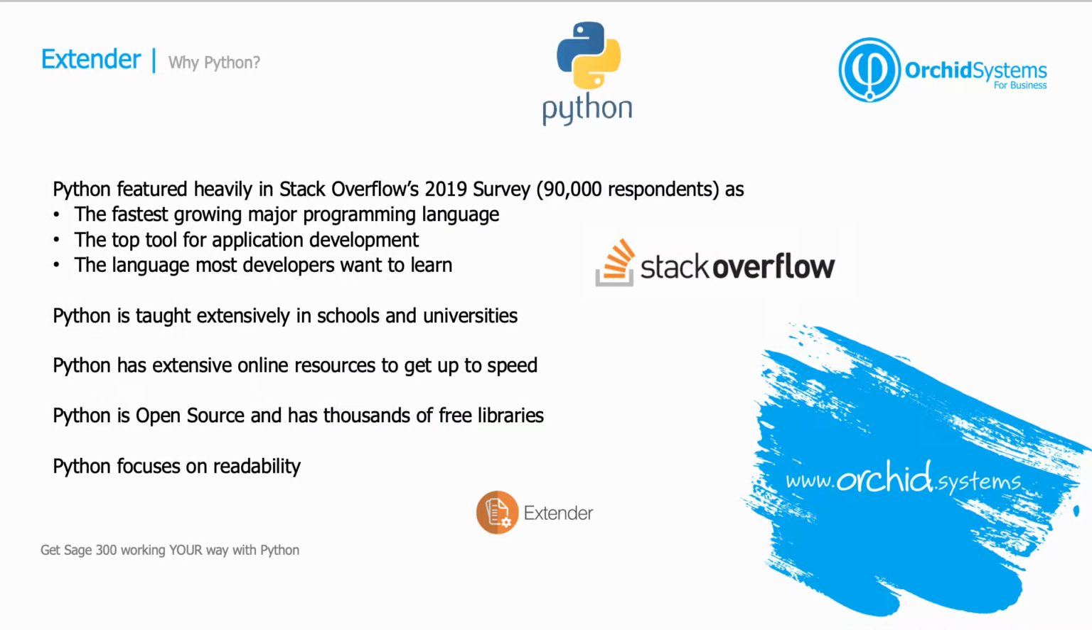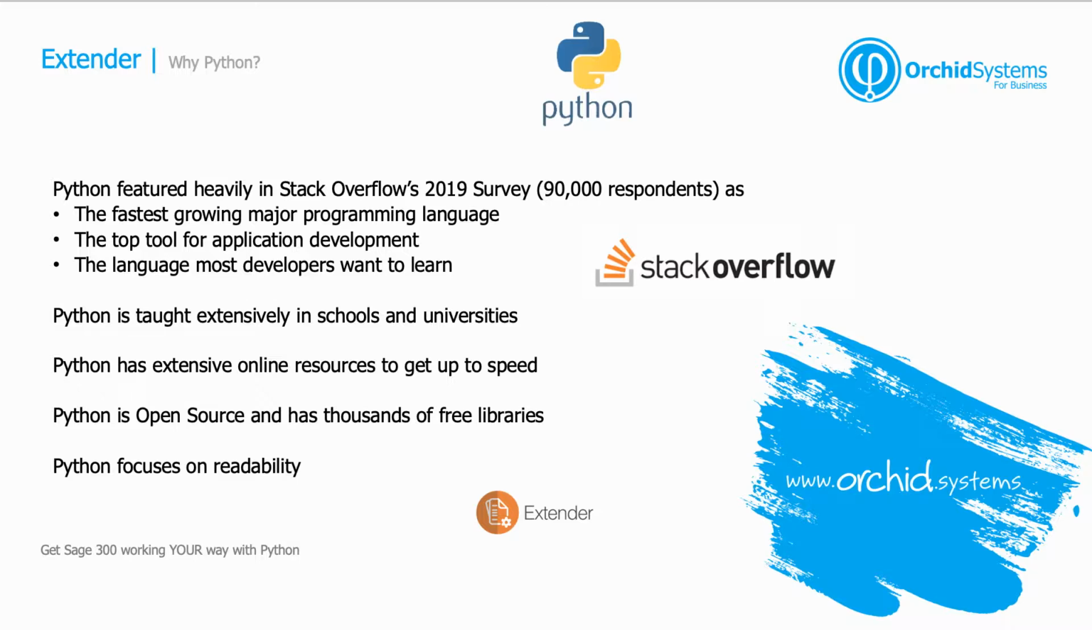Extender uses the scripting language called Python, and the reason we've chosen Python is because it is one of the fastest growing and popular languages out there. So Python recently featured in Stack Overflow's annual survey, which had over 90,000 respondents, and it came out as being the fastest growing major programming language, the top tool for application development, and the language that most developers wanted to learn.